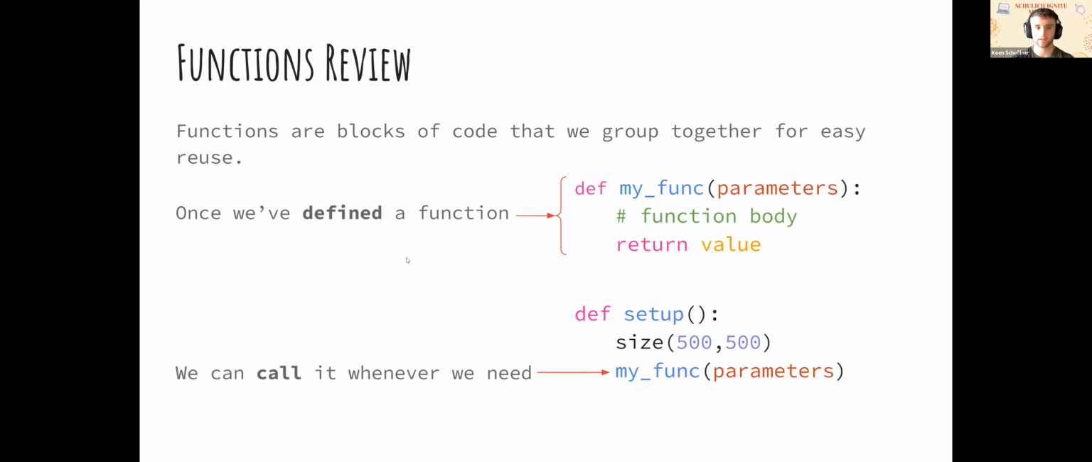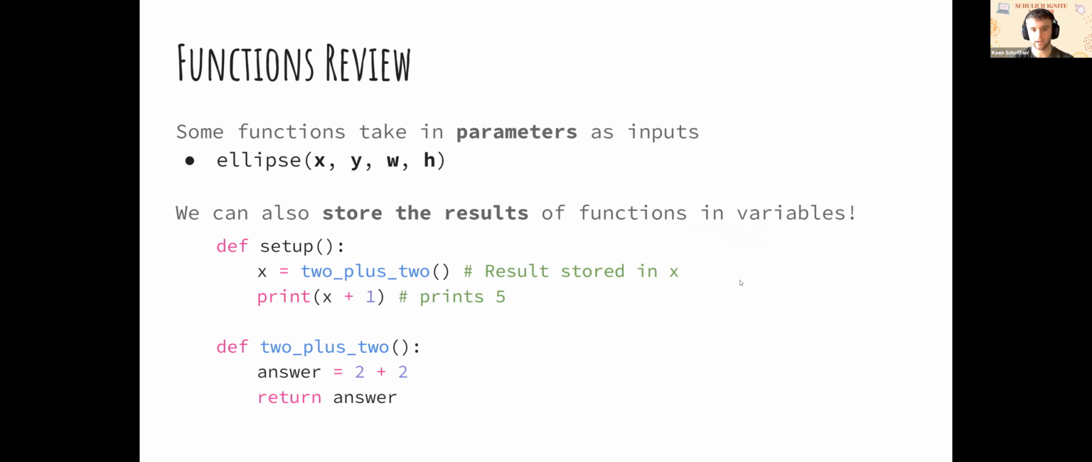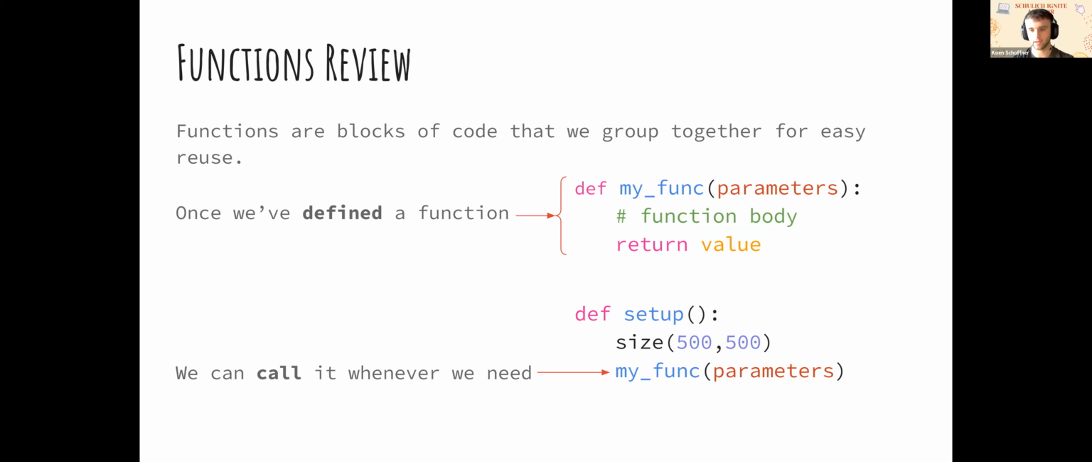Just remember that this is the basic syntax for creating a function. You need the def keyword, then the name of your function, then the parameters, the function body, and then a return value. Remember that the function name and the body are required. The parameters and return value are optional. And then to call the function, you just call the name of your function with the two curved brackets and any parameters if you have any.